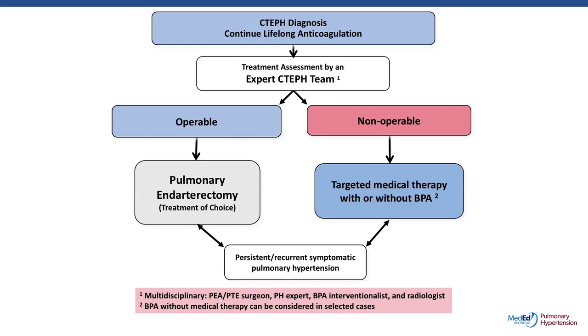Really, the first step in the algorithm, once you have all the data, the imaging and the like, is to determine whether or not the patient is operable. If the patient has surgically accessible disease, really a pulmonary endarterectomy is the treatment of choice. If the patient is not operable based on their anatomy of the pulmonary vasculature, then we have other options: targeted medical therapy with or without BPA. And then it's always important to remember that no matter which of those options is chosen, some patients will have persistent or recurrent symptomatic pulmonary hypertension.